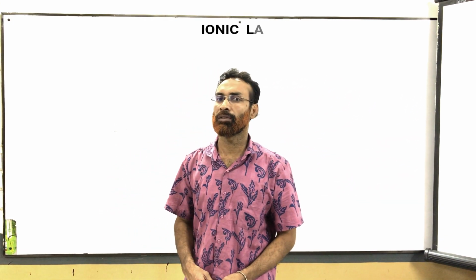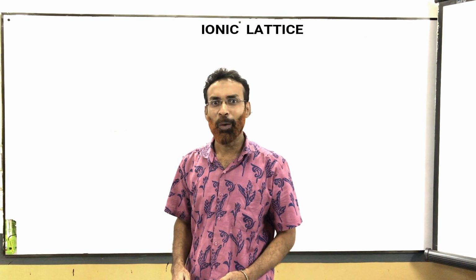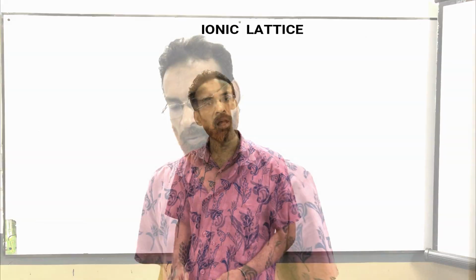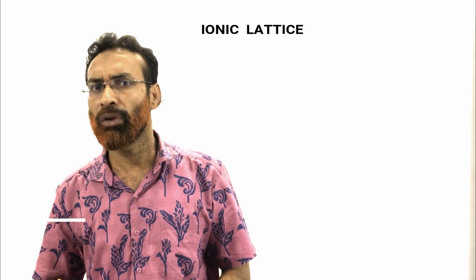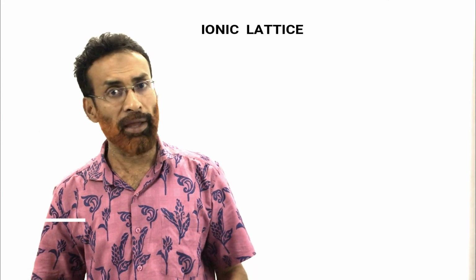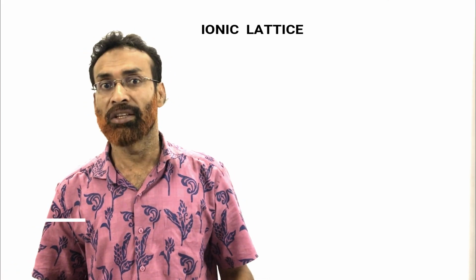This video covers ionic lattice, a very important topic in chemistry. What is an ionic lattice? Ionic lattice means two things together. One, a very large number of ions are together. Another, the ions are regularly arranged.